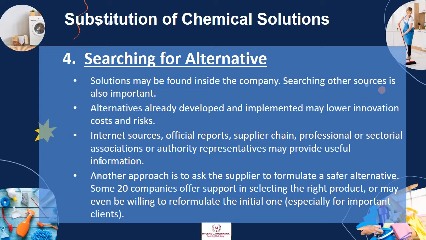Number 4, searching for alternatives. Solutions may be found inside the company. Searching other sources is also important. Alternatives already developed and implemented may lower innovation cost and risk. Internet sources, official reports, the supply chain, professional or sectorial associations, or authority representatives may provide useful information. Another approach is to ask the supplier to formulate a safer alternative. Some companies offer support in selecting the right product or may be willing to reformulate the initial one, especially for important clients.